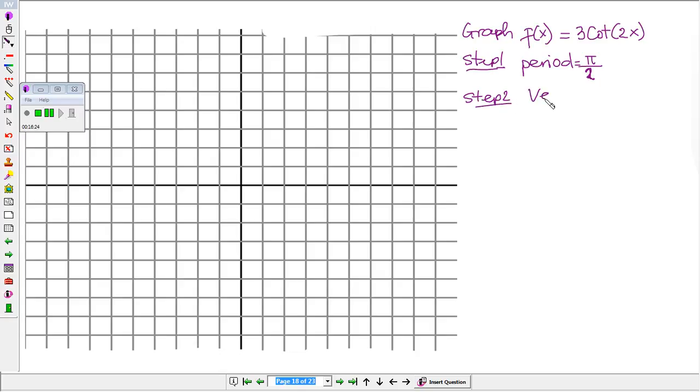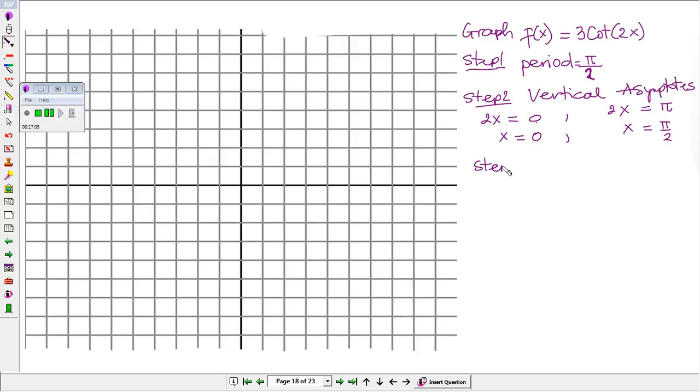And then step 2, we find the two vertical asymptotes. So we solve for x from these two equations, 2x equals 0 and 2x equals pi. For the first equation, we divide both sides by 2, so 0 divided by 2 is still 0, x equals 0. The second equation gives x equals pi over 2.